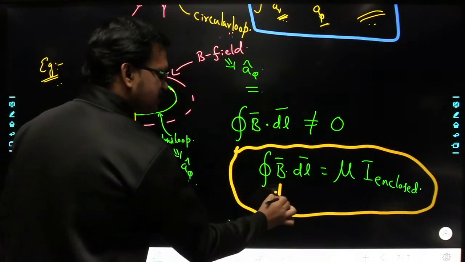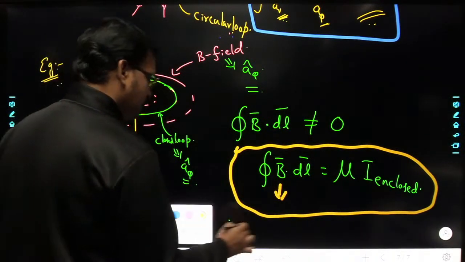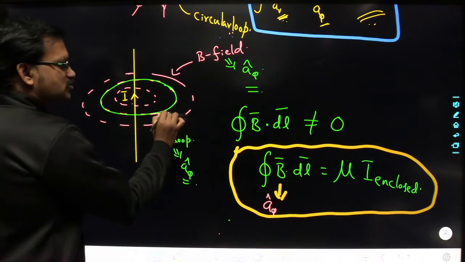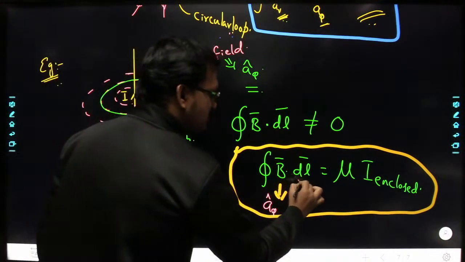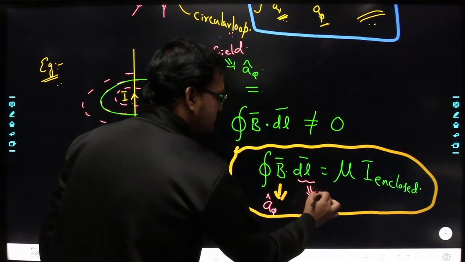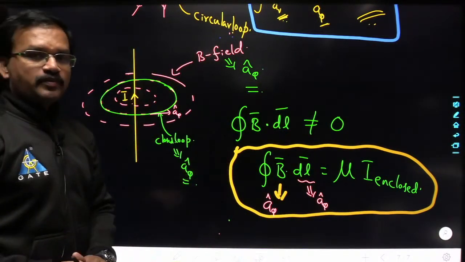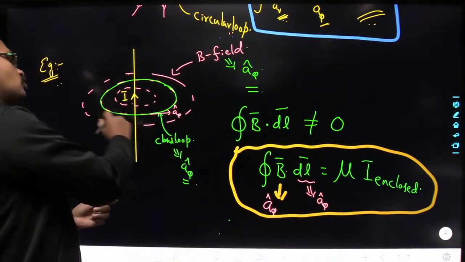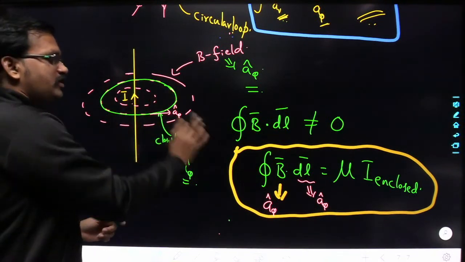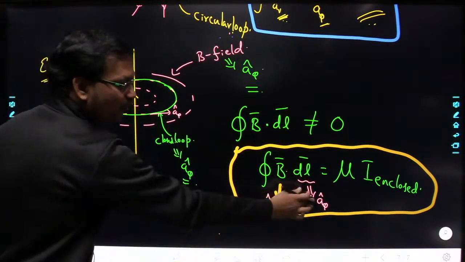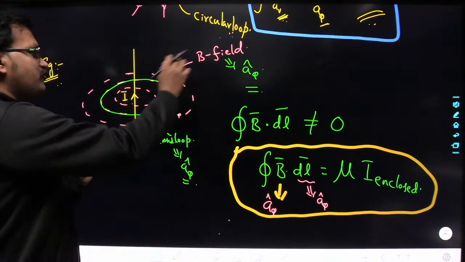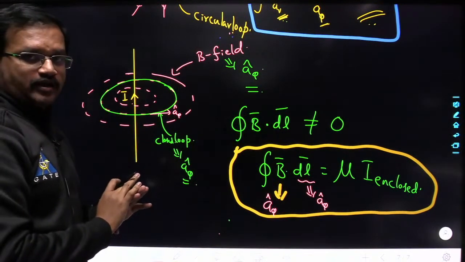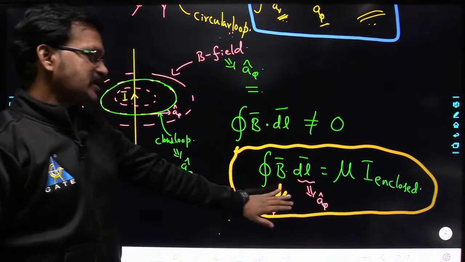So here B field is pointing in A phi cap direction, and the loop direction is also in A phi cap direction. Understood? So now here you are trying to determine how much of this given B field is aligned around this closed loop. Since the direction of B field as well as the direction of loop both are pointing in the same direction, the total B field that is present here is aligned around this closed loop.